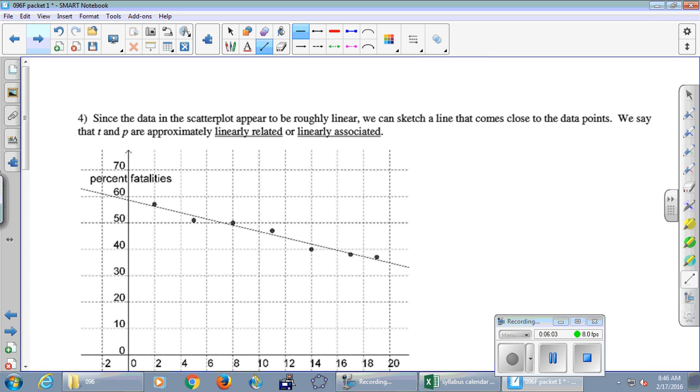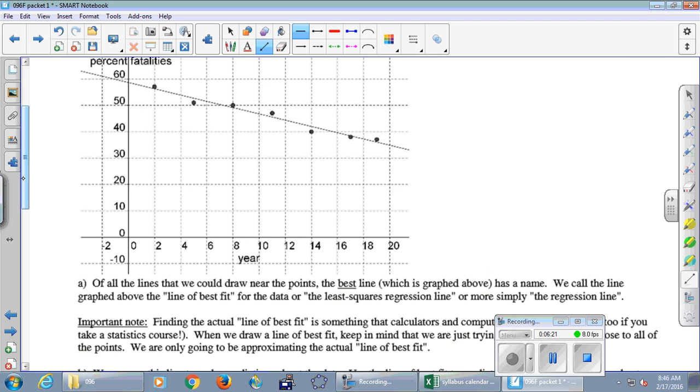Okay, number 4. Since the data in the scatter plot appear to be roughly linear, we can sketch a line that comes close to the data points. We say that T and P, that's the time and the percent, are approximately linearly related or linearly associated. Approximate, it's not perfect. Part A down below, of all the lines that we could draw near the points, the best line, which is the one that's graphed in this picture, has a name. We call the line graphed above the line of best fit for the data, or the least squares regression line, or more simply the regression line. So that right there is called the regression line.